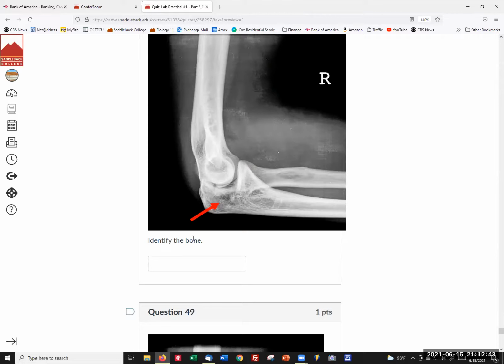Certainly this isn't the hardest question. It's an X-ray. So again, let's expect a couple of X-rays. This is the ulna. It only wants you to identify the bone. It's really showing the olecranon process, but the bone is the ulna.